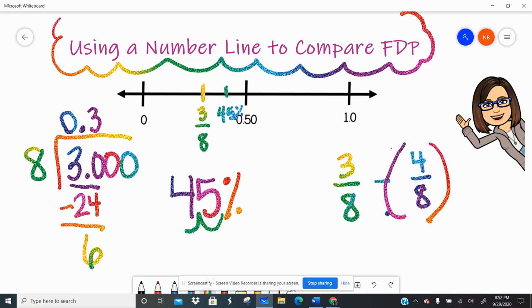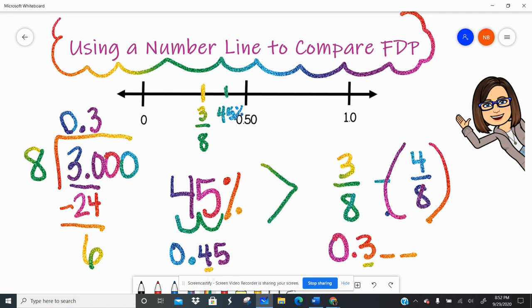if I make it a decimal, it starts with 0.3. The 45% is 0.45. This over here is 0.3 something something. I don't really know. I could work it out all the way, but I could stop, right? Because I have a 4 in the tenths place and a 3 in the tenths place. So even just doing that minimal amount of math, I know that 45% is greater than 3/8. So my estimation on my number line was pretty accurate.